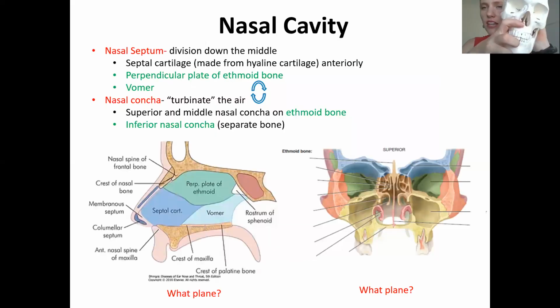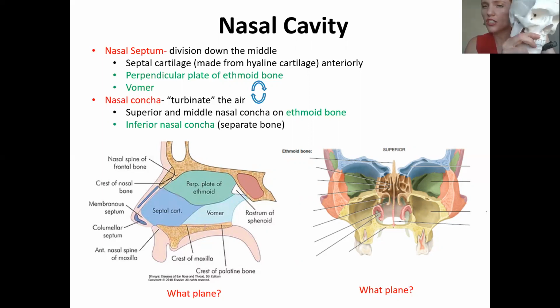Okay, let's look at the nasal cavity. So in the nasal cavity, notice that it's divided by a structure right down the middle of it. That's called the nasal septum. And the nasal septum is created by three parts. Two of them are bones, and then the front part, the anterior portion of the nasal septum, is going to be made up of hyaline cartilage. That's called the septal cartilage.